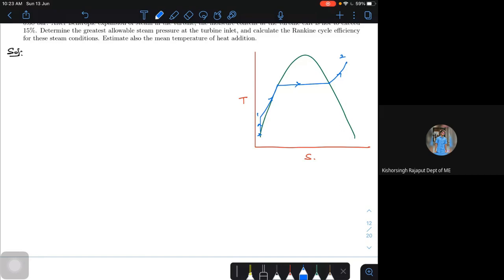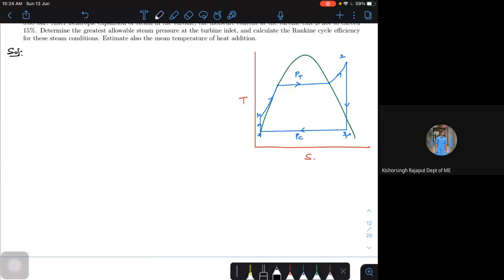It expands to the wet condition. Then it comes to the heat rejection in the condenser, and heat is rejected in the condenser. So this is point 3. Since the expansion is isentropic, I can call it 3s. This also I can call 1s. So this is your turbine pressure, and this is your condenser pressure.